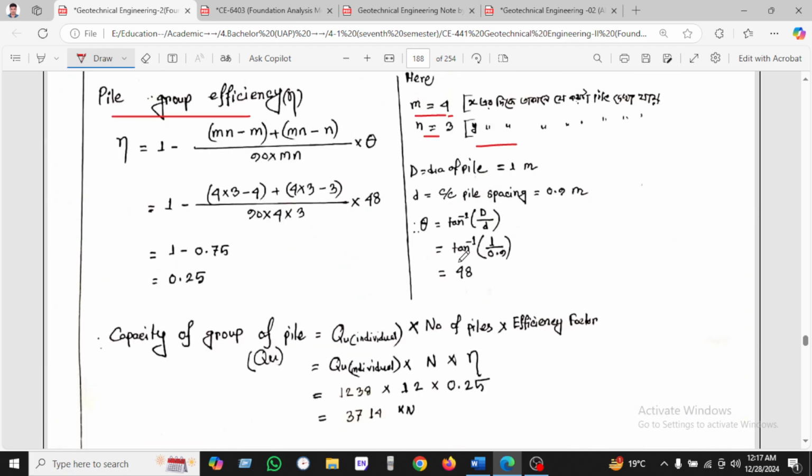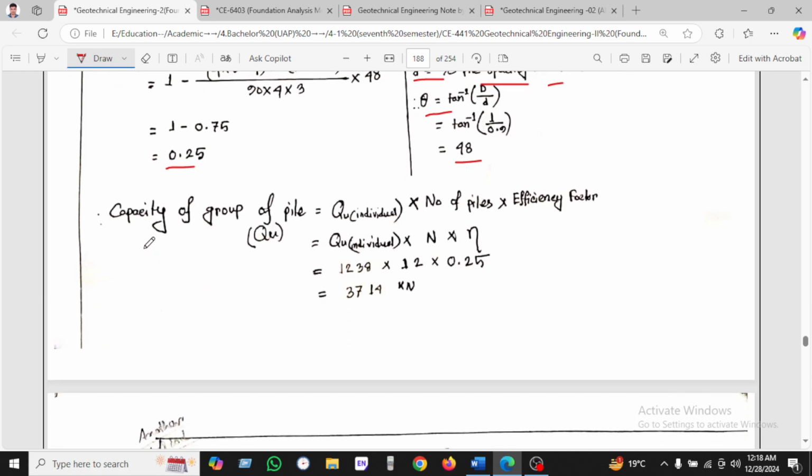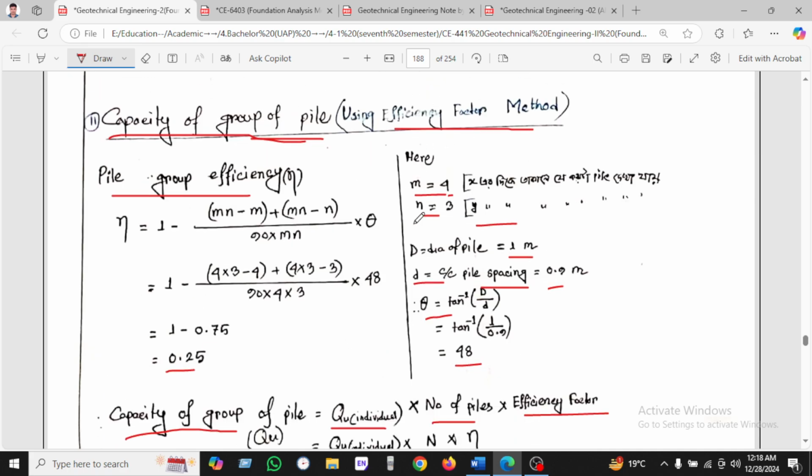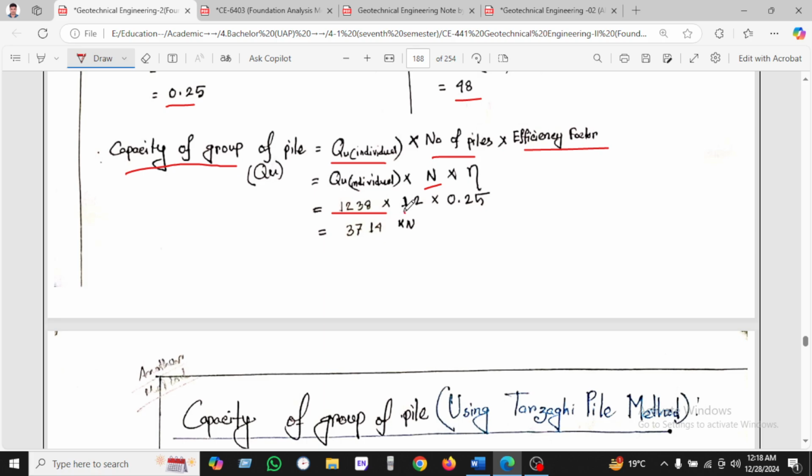n value is 3, and the diameter we can see is 1 meter, and the pile to pile spacing is 0.9, and theta equal to tan inverse of d over s, and found 48. And putting in these values we found the efficiency factor 0.25. And now we'll use this efficiency factor, which is with the individual capacity and number of piles. We know the individual we have found is 1238, and number of piles is 12, and efficiency factor is 0.25. And now ultimately we have found 3712 kilonewton.